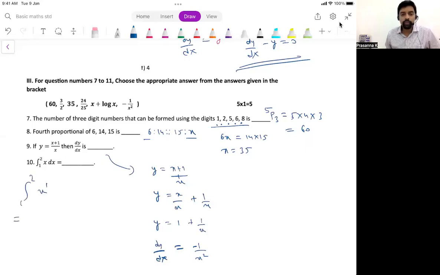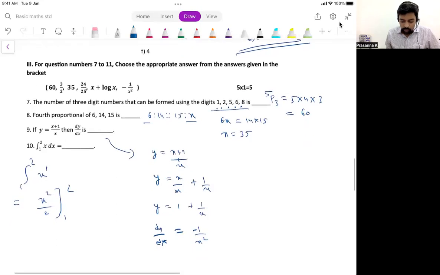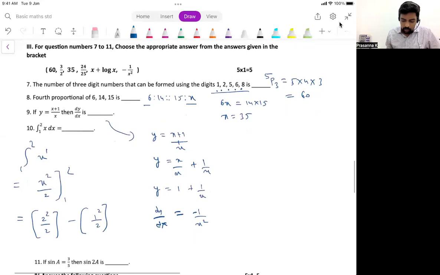Then 10th question, integration from 1 to 2 of x. So x to the power 1 integration is x to the power 1 plus 1 divided by 1 plus 1, and then limits are 1 and then 2. So first you apply the upper limit minus lower limit. So 2 square divided by 2 is 2, minus 1 by 2. 2 minus 1 by 2 is 3 by 2.